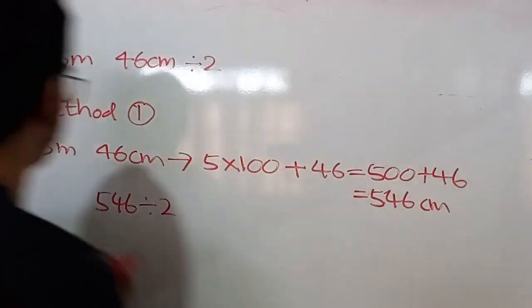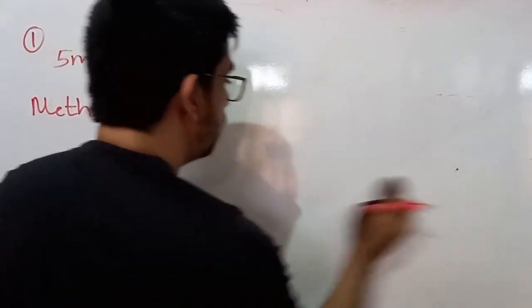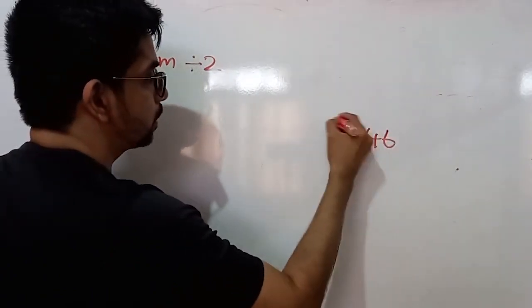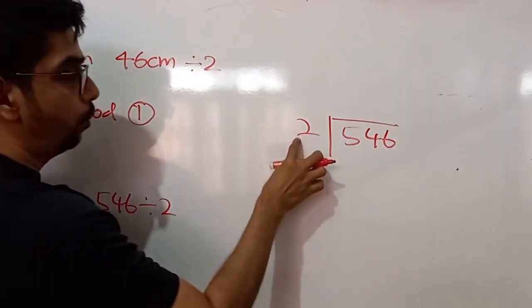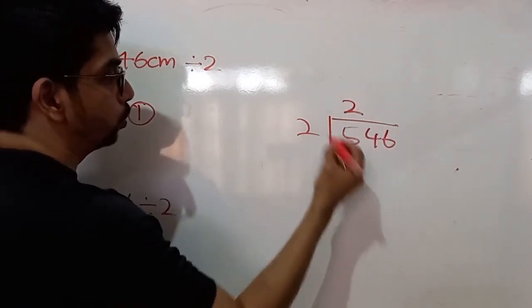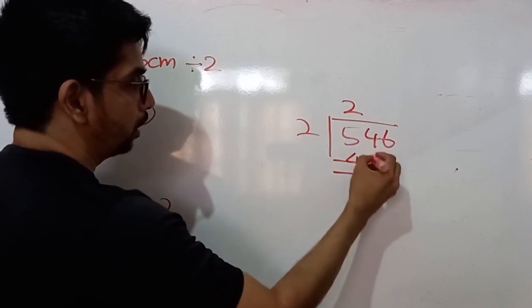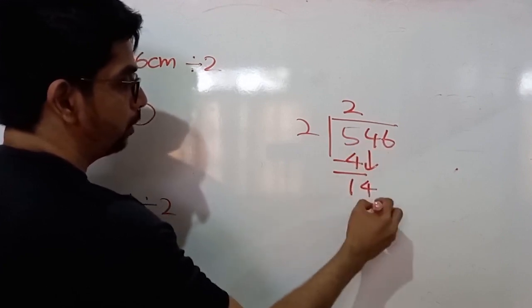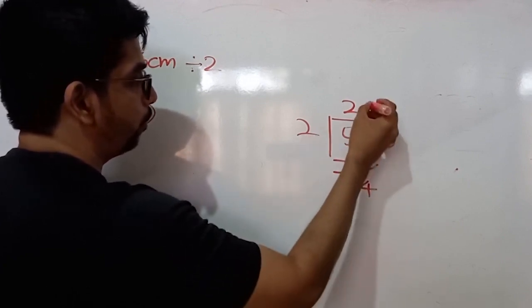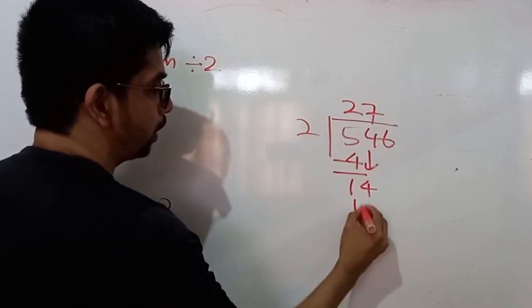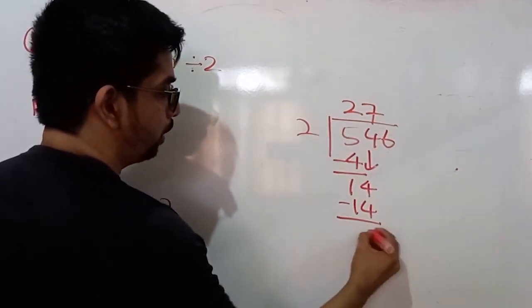So what do we have to do? We have to divide 546 by 2. How many 2's are there in 5? We can go up to 2. 2 times 2 is what? 4. 5 minus 4, that is 1. Get the 4. Altogether 14. How many 2's are there in 14? 7. 2 times 7 is what? 14. 14 minus 14, we get a 0.